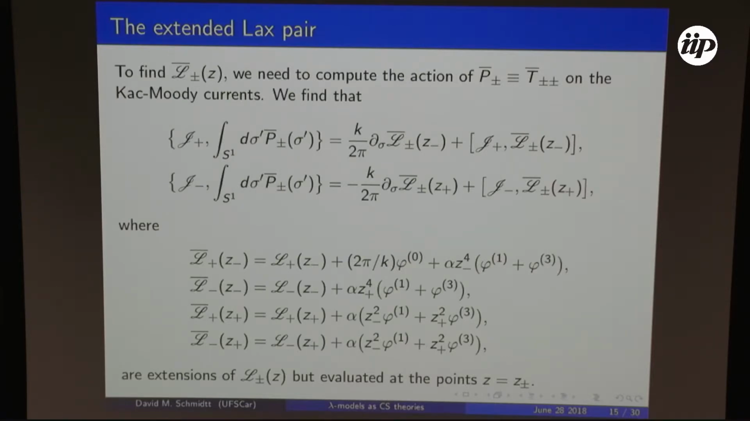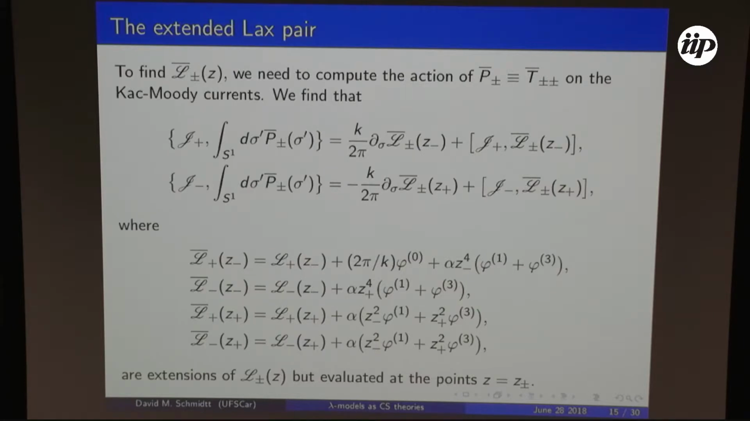So to find the extended or the Hamiltonian Lax pair, we need to compute the action of the momentum, the light cone translation along x plus and x minus, and the light cone components of the worldsheet Kac-Moody current. So I operate with this. I need to find this Poisson bracket. And it gives this answer.